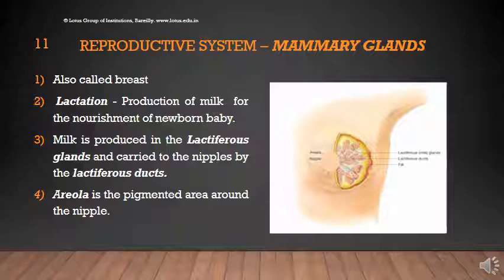As you can see here in the diagram, the areola is the pigmented area around the nipple, and these are the lactiferous glands, which play an important role in the production of milk.